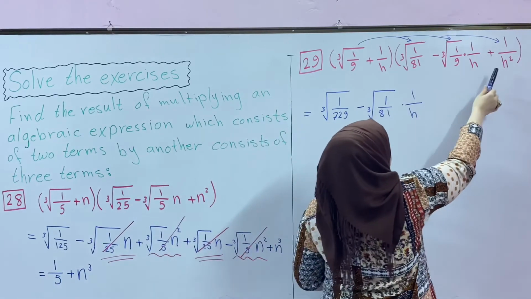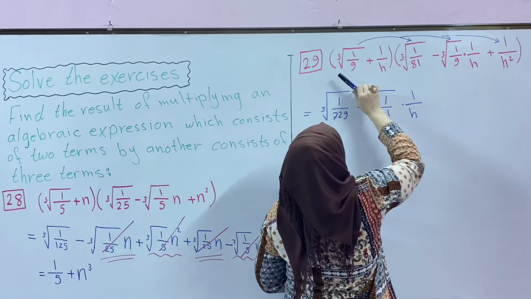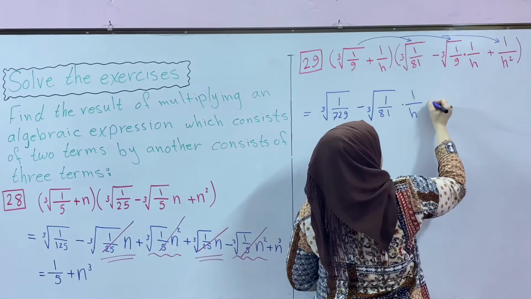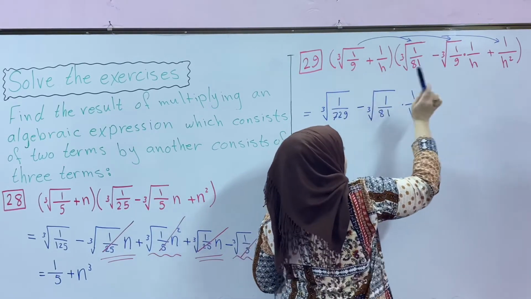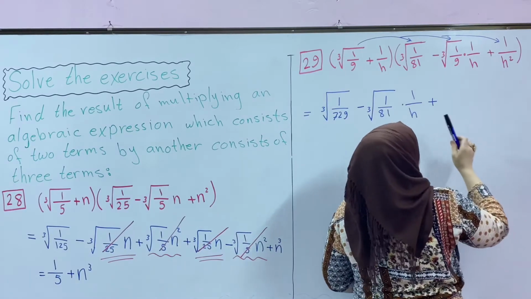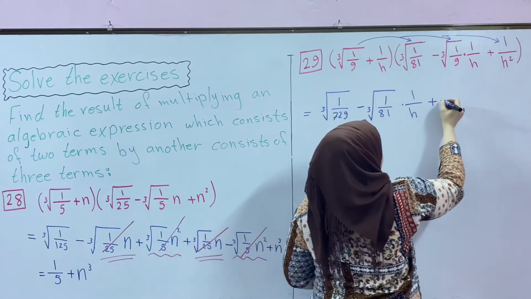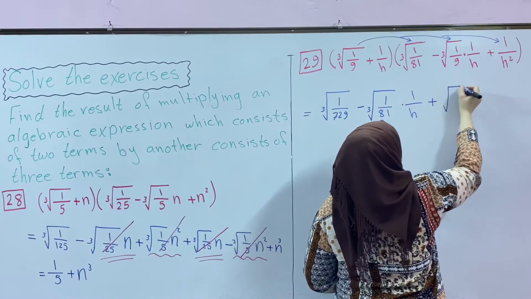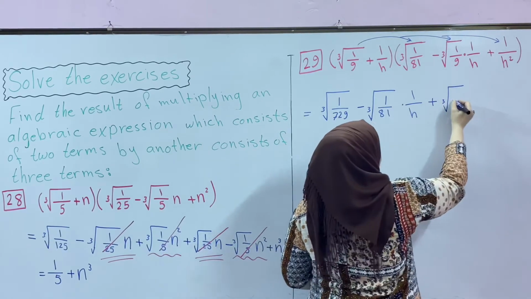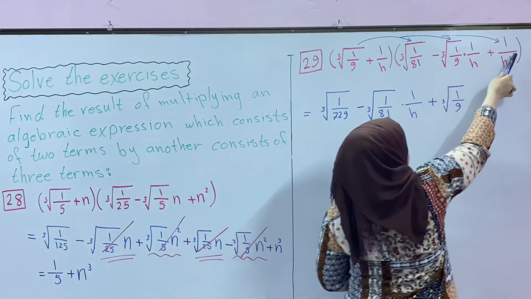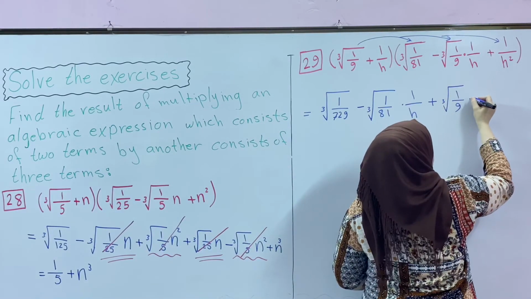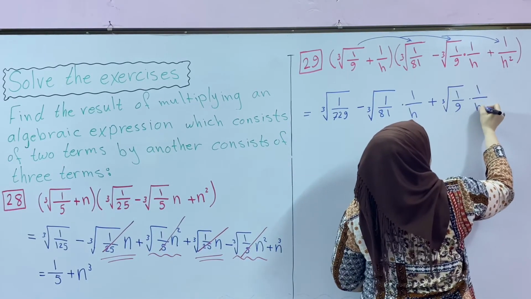And now we will multiply by the third term. Positive multiplied positive, positive. Cubic root for 1 on 9 multiplied 1 on h squared. That means this is the number: this is the number 1 on 9 multiplied this variable, which is 1 on h squared.